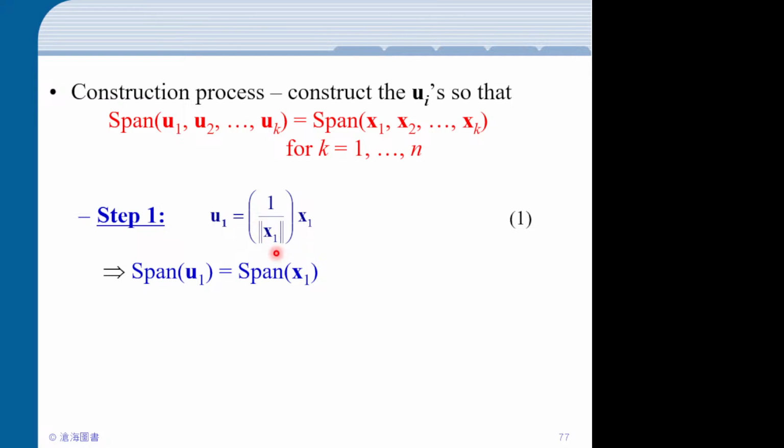So we add those one by one to make sure each time we have the same span. First we take x1 and want a basis for the span of x1. x1 is just itself, so there is no orthogonality requirement, and you just normalize it: x1 divided by the norm of x1. So u1 has the same span as x1, and it's also an orthonormal set because it's just one vector and it's normalized.